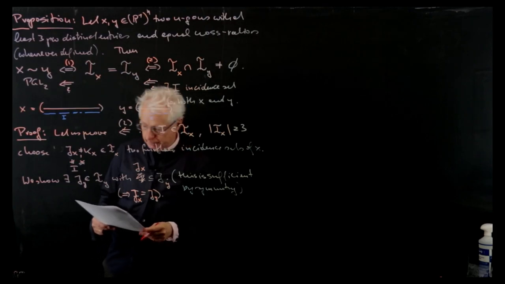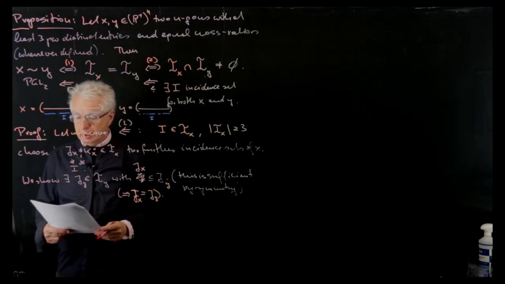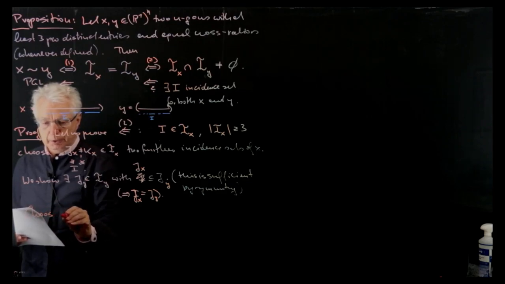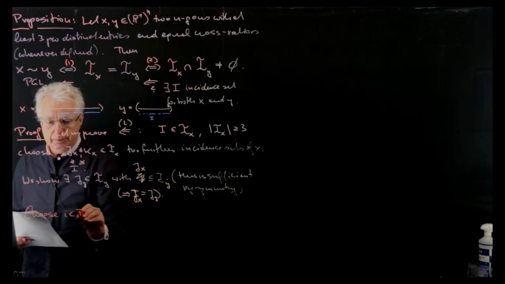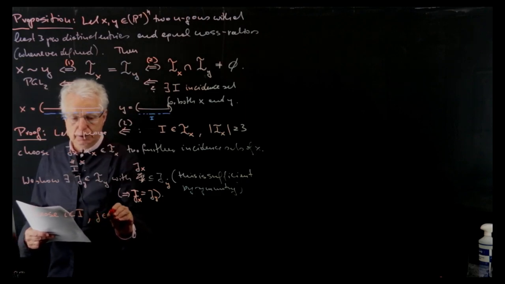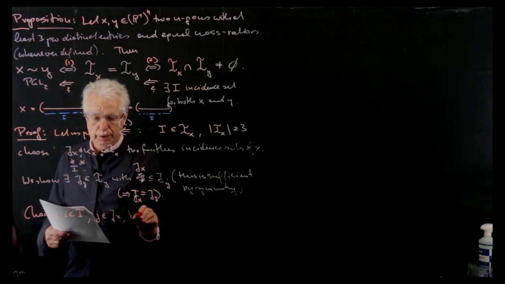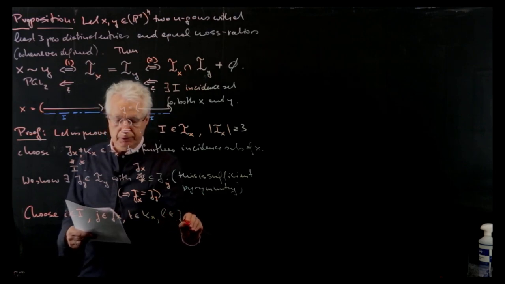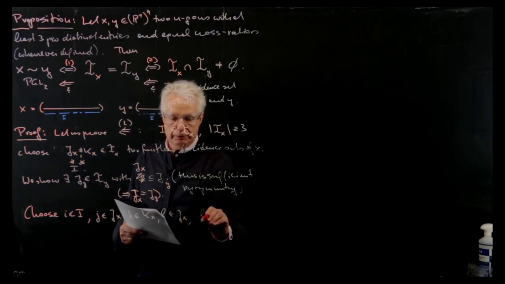What about my time? Yes, it's okay. So how do we do? Choose, that's now pure combinatorics. i in I, j in jx, k in kx, l in jx, l different from j.